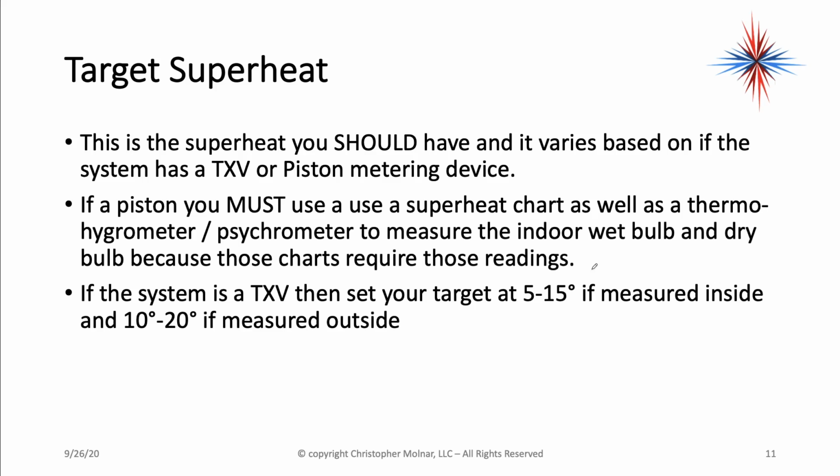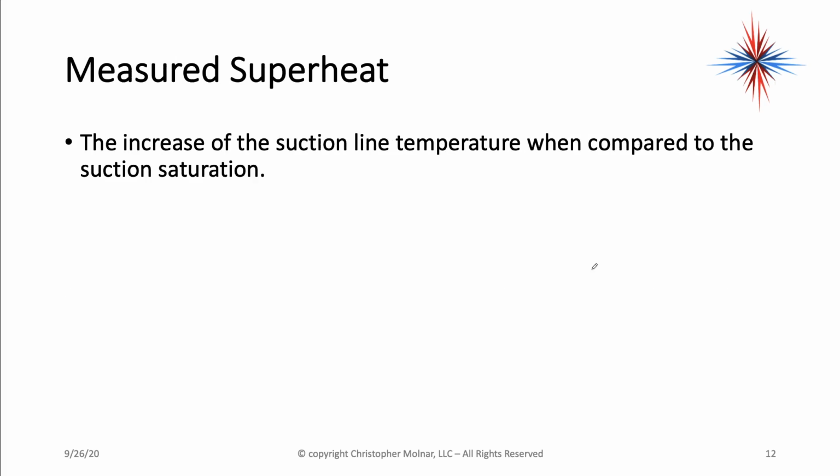It's a superheat you should have, and it varies based on if the system has a TXV or a piston metering device. If it's a piston, you must use a superheat chart as well as a thermohygrometer or psychrometer to measure the indoor wet bulb and dry bulb, because these charts require these readings. If it's a TXV, then you can set your target at 5 to 15 degrees if measured inside and 10 to 20 degrees if measured outside.